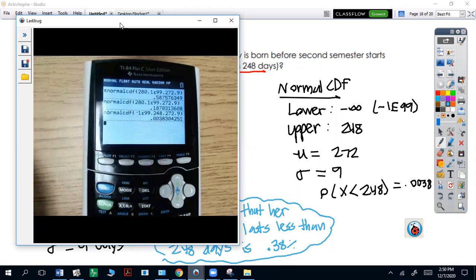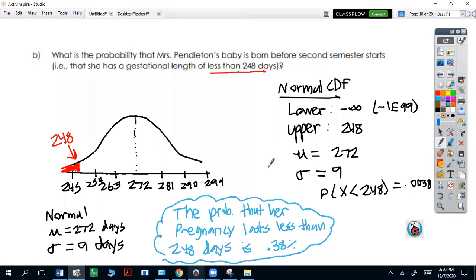So we'd say the probability that her pregnancy lasts less than 248 days is 0.38%. So it's pretty unlikely to have a pregnancy less than that amount of time. Make sure you always summarize in context.